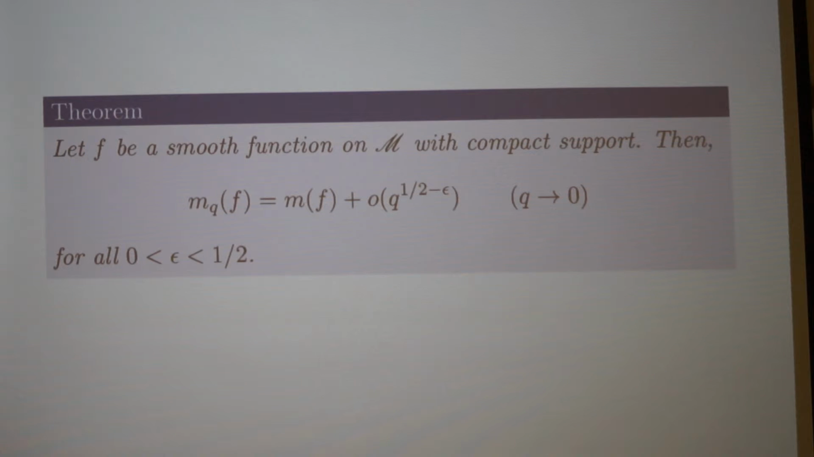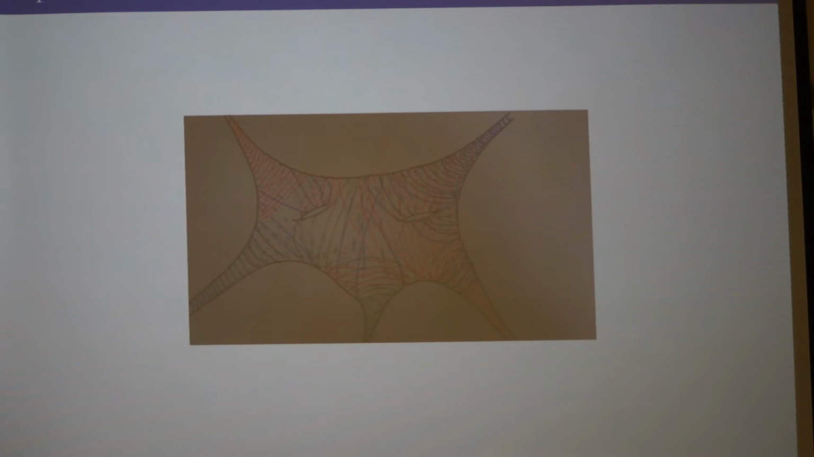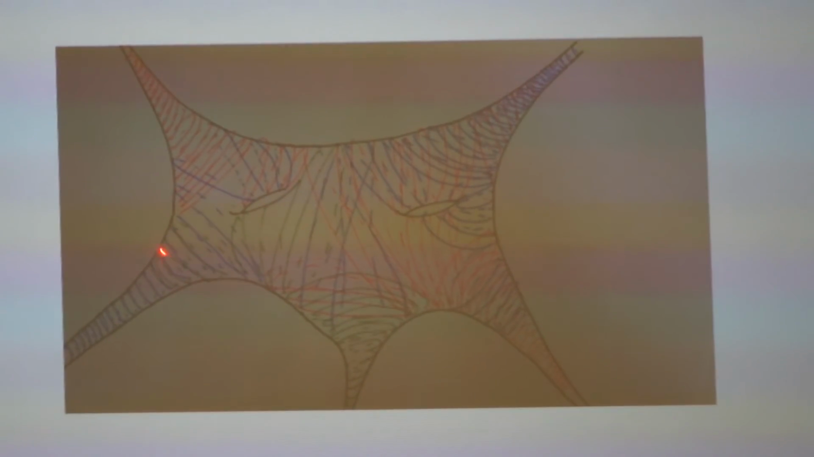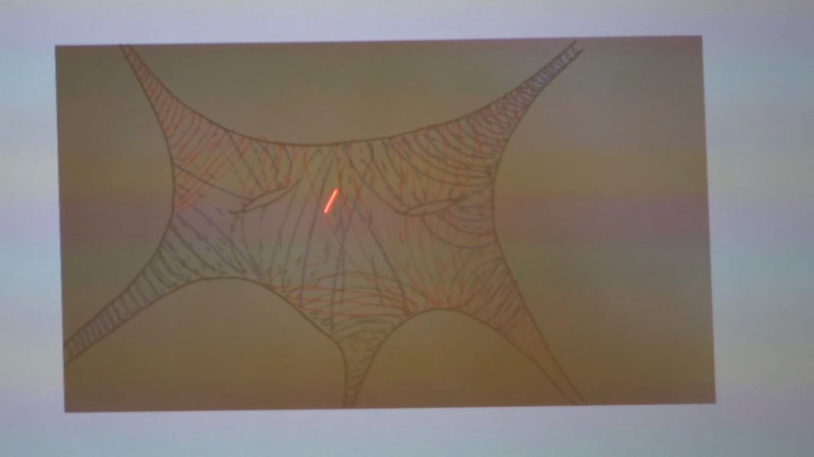The main result of this work tells us that the measures MQ are uniformly distributed with respect to the measure M as Q tends to 0. And this tells us that when the volume of the transversal manifold starts to increase, then this manifold starts to cover the whole Hilbert modular orbifold. And we obtain a picture like this, where we see some submanifolds of codimension 1 covering the whole Hilbert modular orbifold.